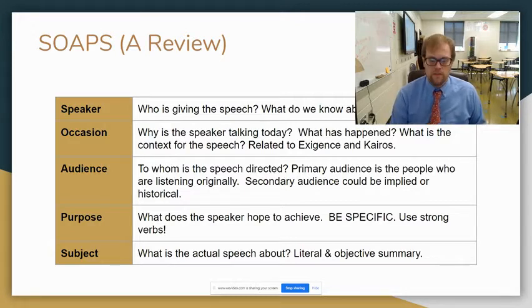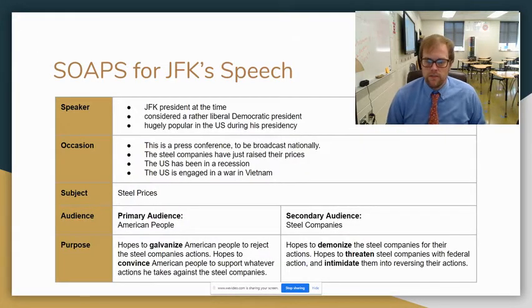So hopefully if you've done that with the JFK speech that we're working with here, you have something like this in front of you. And this is really important because the creation of a serviceable introduction requires the integration of these pieces that you have identified here. And I want to stress this again. The introduction that this guide brings into existence is a serviceable introduction.